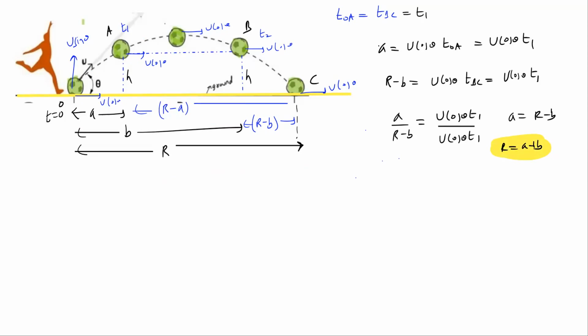Then what are the other equations we have? The time taken to move from O to A plus O to B equals the time of flight. This we already derived in the previous topic. In projectile motion, all these conditions are very, very important, which you should remember.